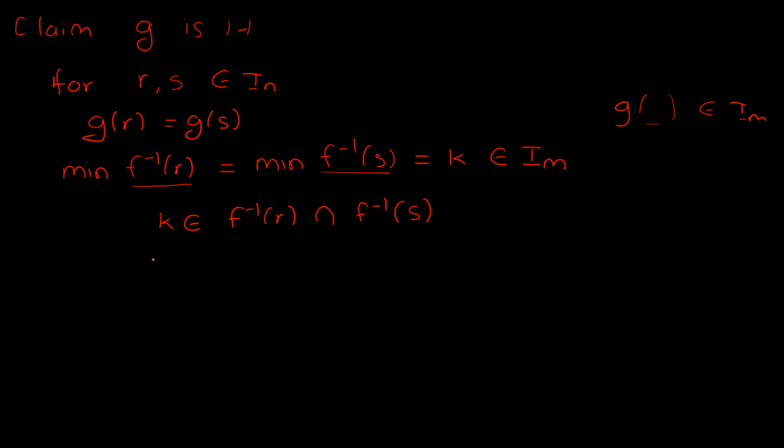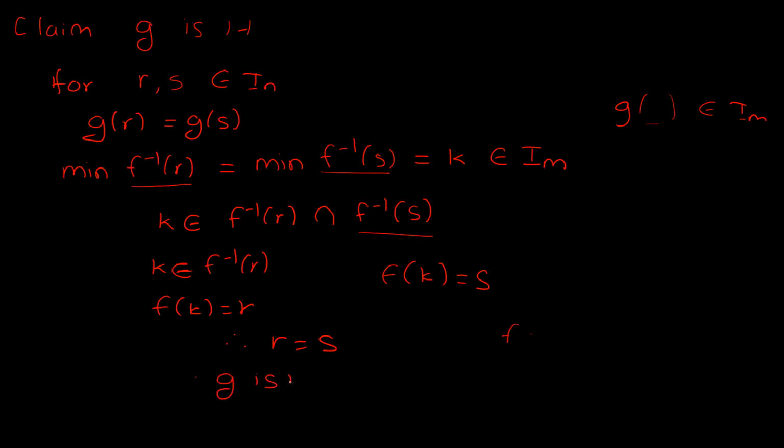So that means k belongs to f inverse of r. That means f of k is equal to r. This is what I know from the functions chapter, pre-images of subsets, inverse images of subsets under a function. And from the other part, I know f of k is equal to s. Therefore r is equal to s, otherwise it wouldn't have been a function. Therefore g is 1-1.